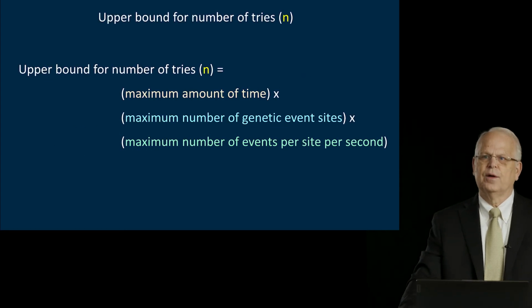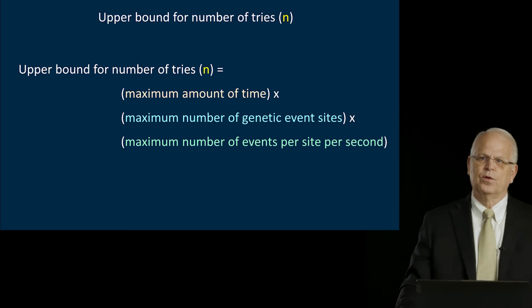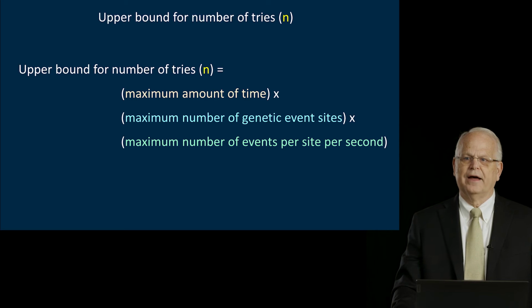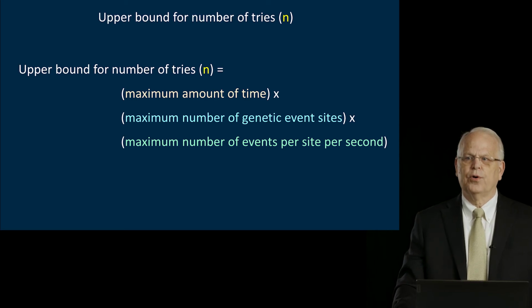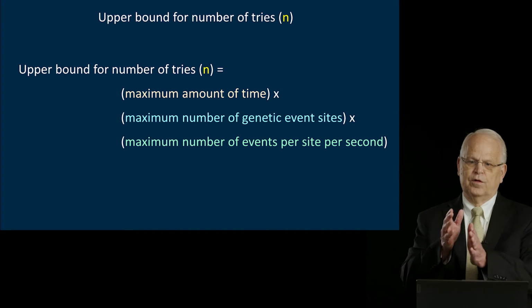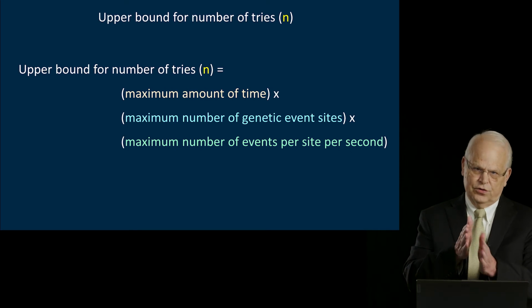So how are we going to estimate this upper bound for the number of tries n? This is the formula we're going to use. First, we look at the maximum amount of time for this to go on. Then we multiply that by the maximum number of genetic event sites, which is where mutations occur, of course, at the DNA bases. And then we multiply that by the maximum number of events per site per second. The units come out in number of events, or number of tries. So again, we need the maximum amount of time, the maximum number of sites where a genetic event can occur, and the maximum number of events per site per second.